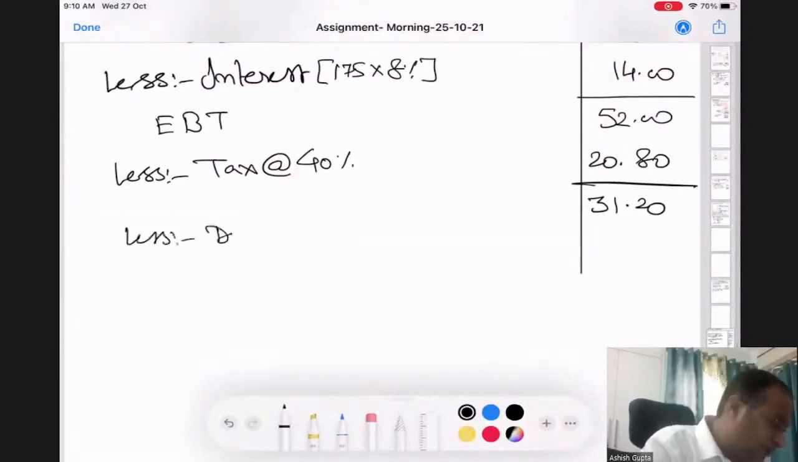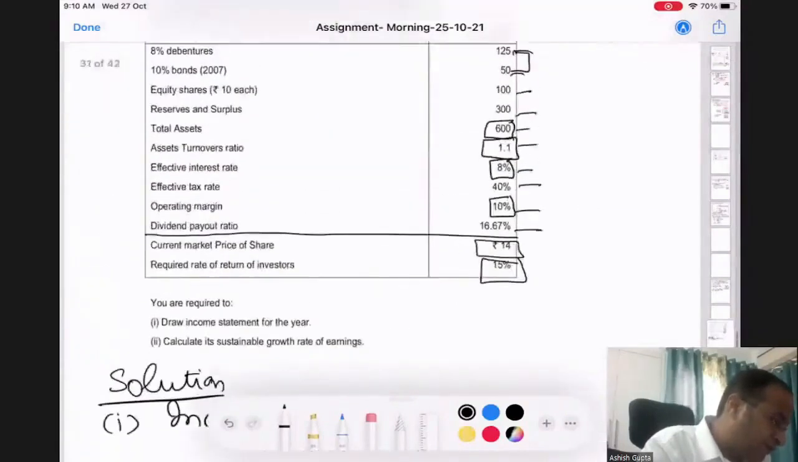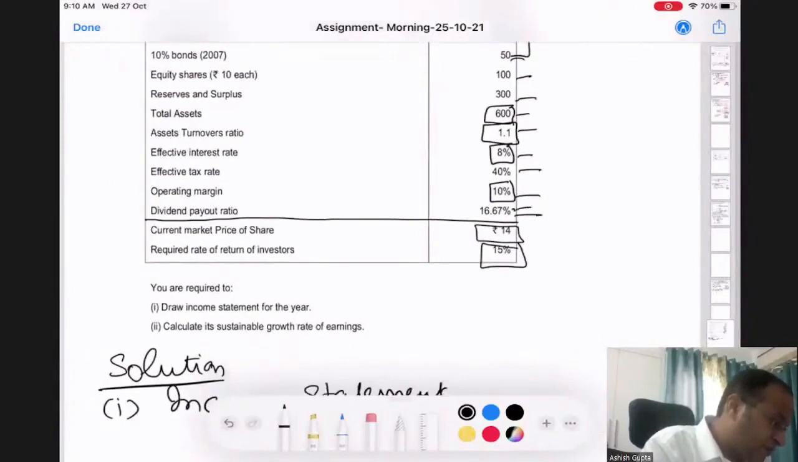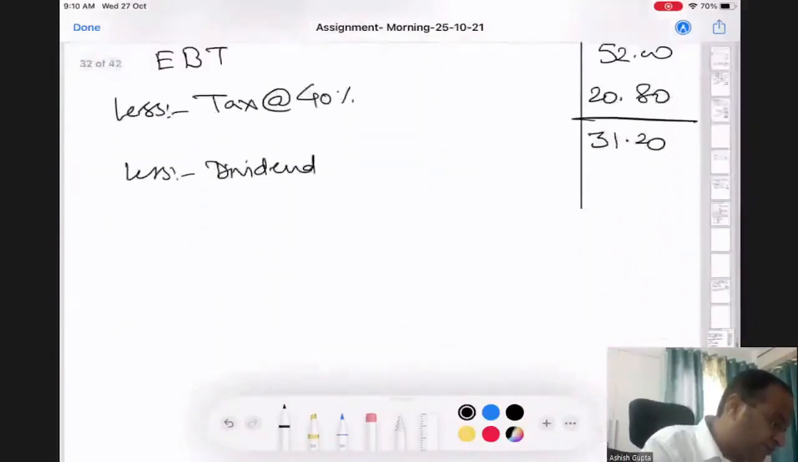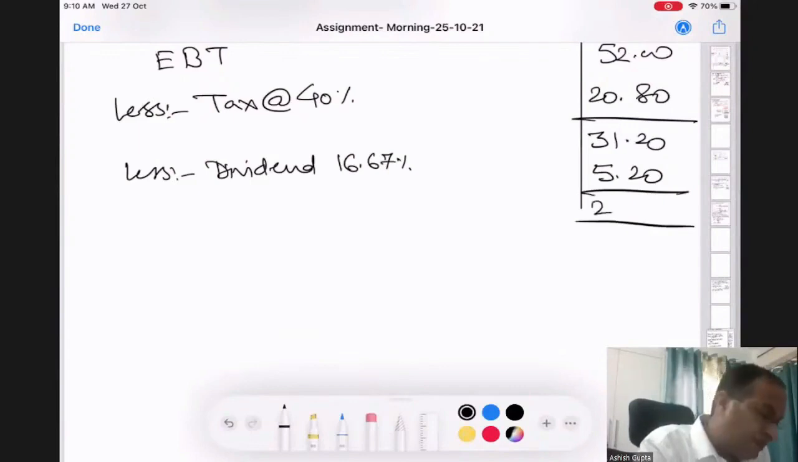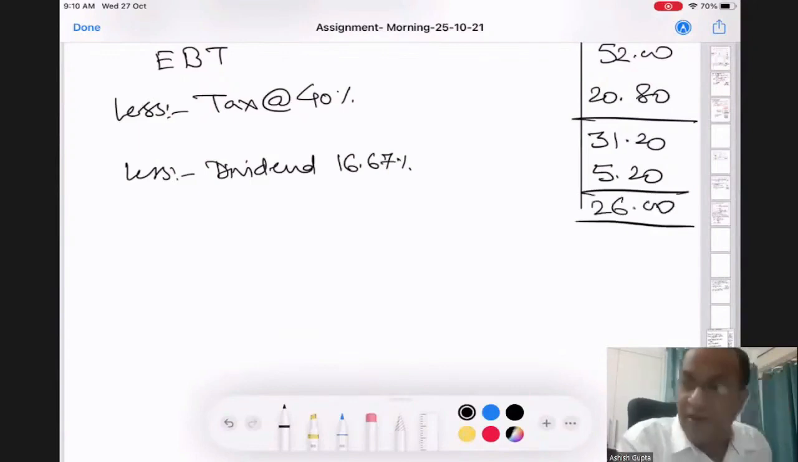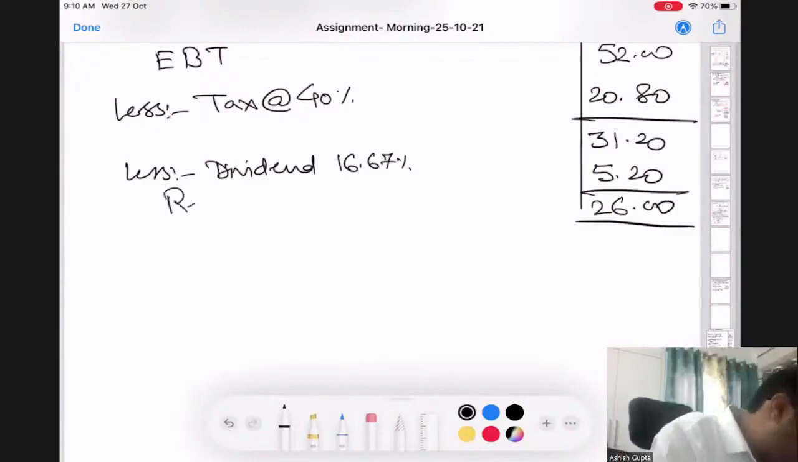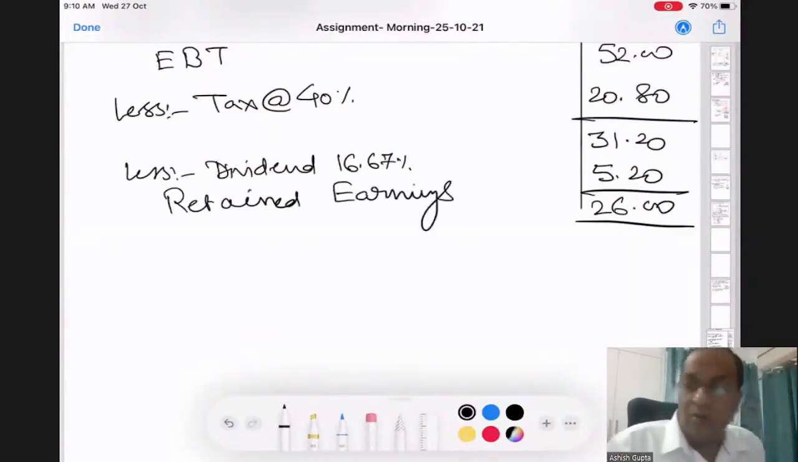That's the dividend. Now here, students, please pay attention. 16.67%. The figure comes to 5.2. So the balance will be our retained earnings.